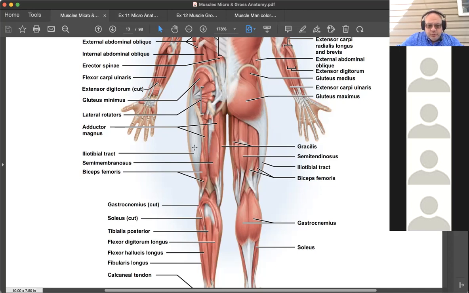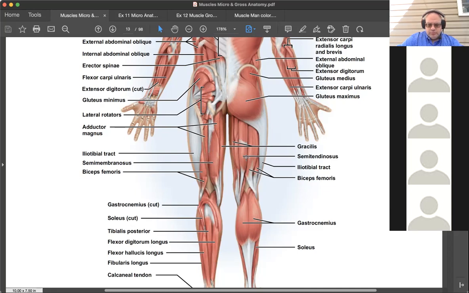So down on your hamstrings, we've got, on the lateral side, biceps femoris. On the medial side, we have semimembranosus, which is the broader of the two. If you think membranosus, membrane, it's the broader of the two. Deep to membranosus is semitendinosus. Tendon is kind of stringy. So again, we've got this side over here.